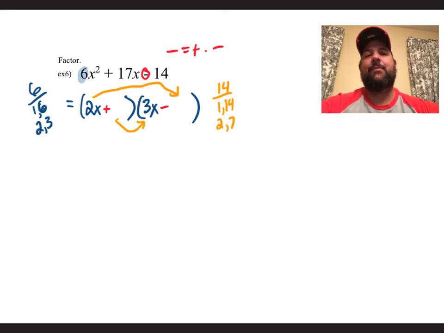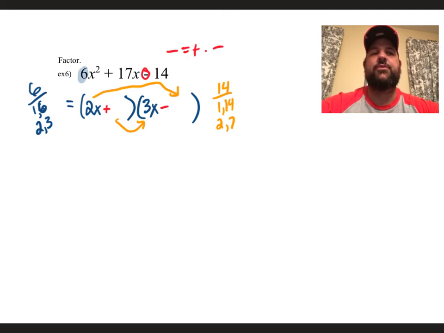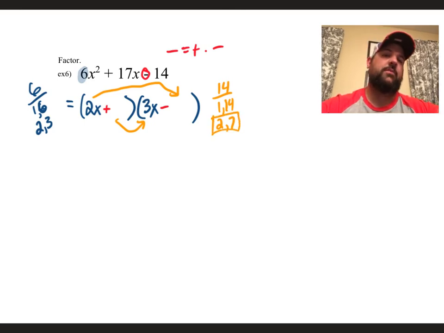If I look at my first set of factors, notice I have 14 here. Just think for a second. If I plug 14 here, 14 times 2 is 28. That's pretty far away from 17. If I plug 14 here, 14 times 3 is 42. That's even further away. So I'm actually going to stay away from the 1 and the 14, and I'm going to try the 2 and the 7 first. And I'm going to try plugging the 2 in and then the 7.